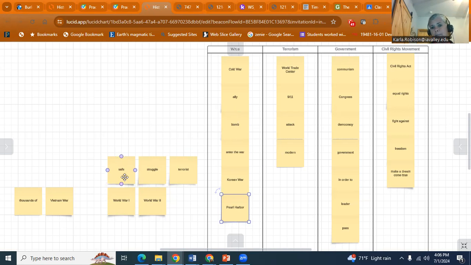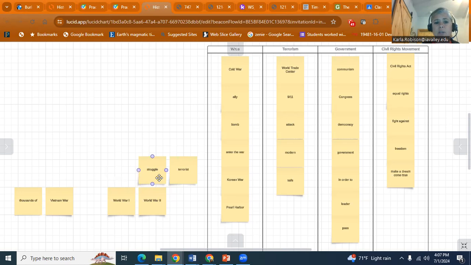Safe. Safe, I could put under civil rights or I can put it under terrorism. So anytime in today's world, we always have to be aware of our surroundings so that we are safe, and that everybody else is safe. That is the see something, say something movement. So if you see something that is not right or does not feel good to you, make sure you report it to somebody because it could be somebody who is trying to commit terrorism.